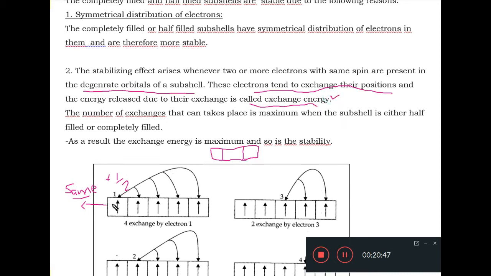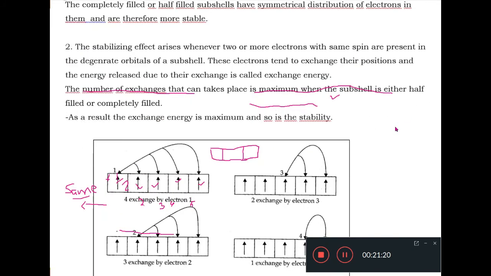For example, this first electron can exchange its position with the second electron. Similarly, it can change its position with the third electron. Also it can exchange its position with the fourth electron. This fourth can move here and one can move here. Similarly, this first electron can exchange its position with the fifth electron. So how many exchanges? 1, 2, 3 and 4. There are 4 exchanges by electron number 1.